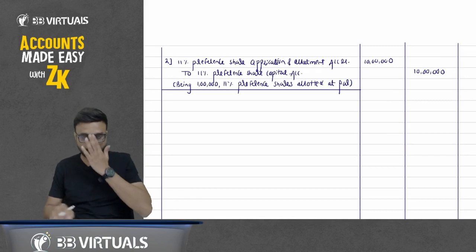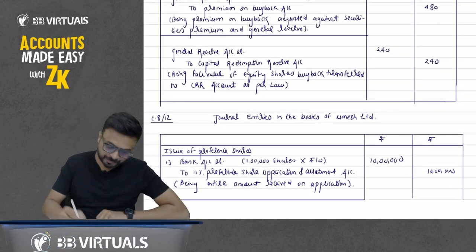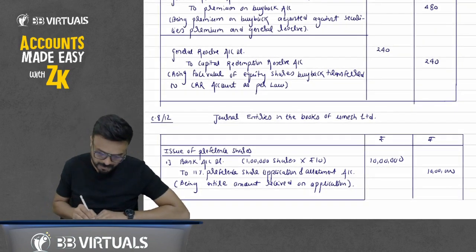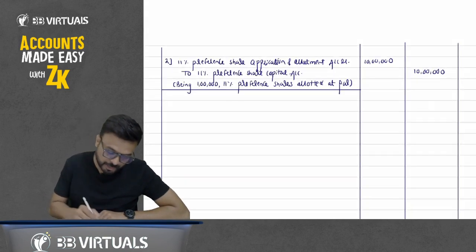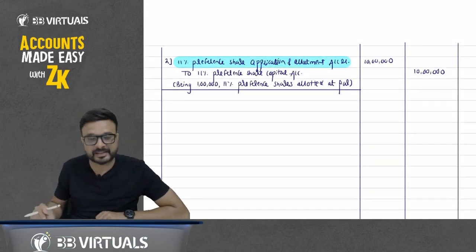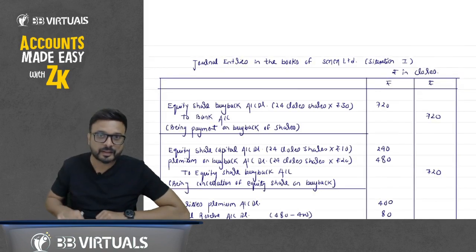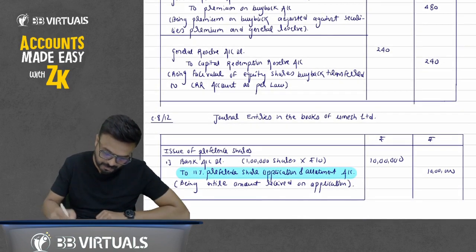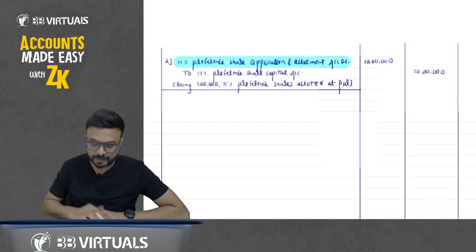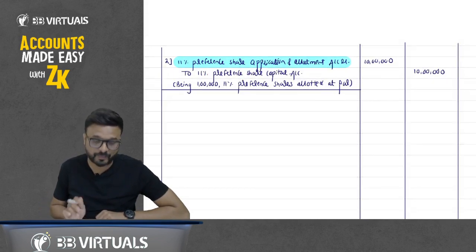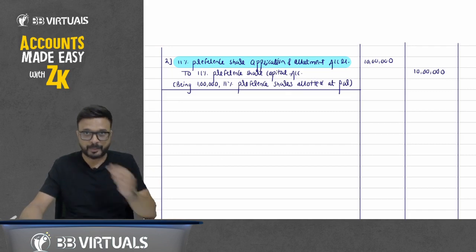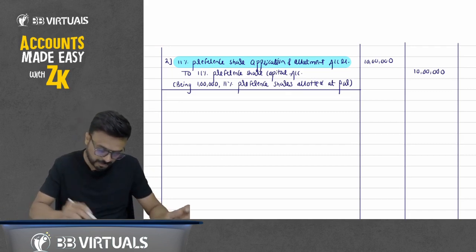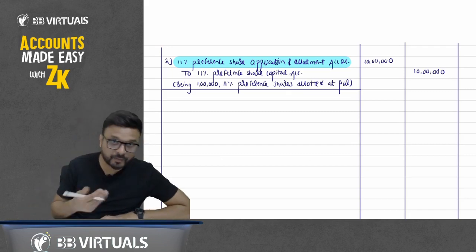Now understand this point. Here you have credited the 11% preference share application account and you have debited it here, so that account gets cancelled. So what is the net effect here? Here you have debited the bank account, so bank account debited to 11% preference share capital account. Okay. Now third entry. Now we'll do the entry for buyback.